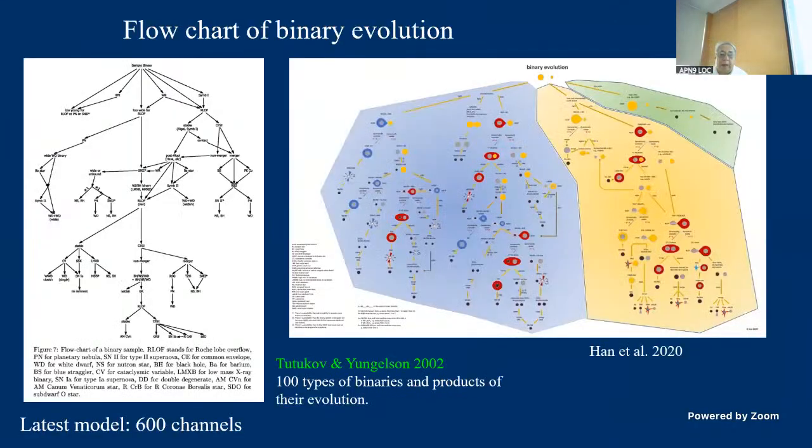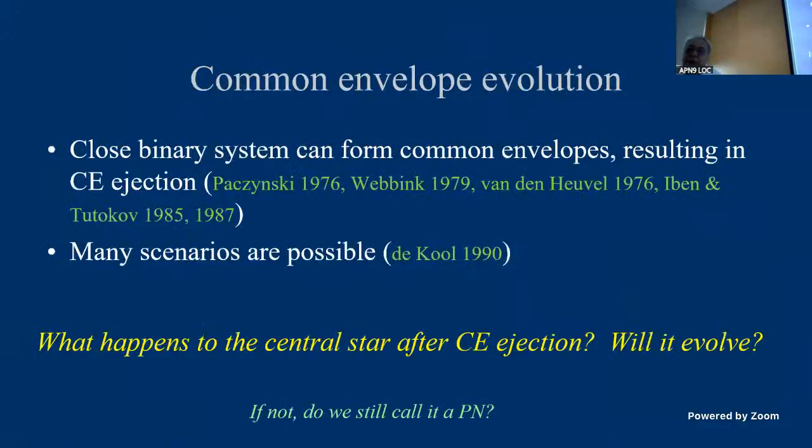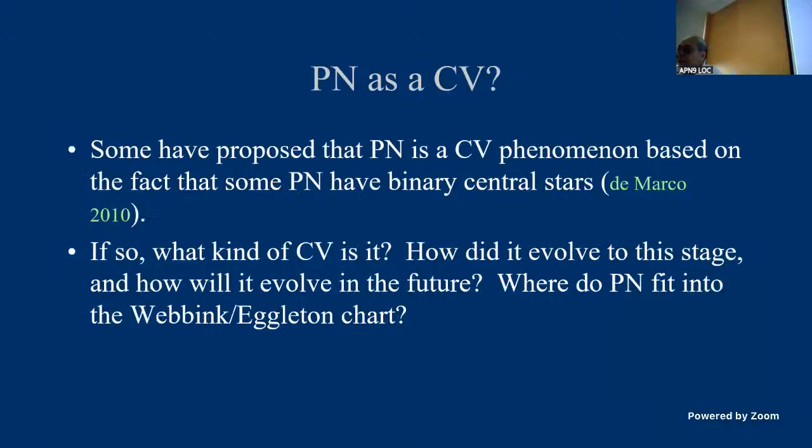So as this field is a very old one, there are many people who've done extensive studies on binary star evolution. They have hundreds of branches of evolution. So if we are serious about binary stars playing a role in planetary nebula formation, we have to identify where they fit in the characteristic variable evolutionary branches. Okay, so again, common envelope ejection. After common envelope ejection, would the star evolve? If they don't evolve, do you still call it a planetary nebula?